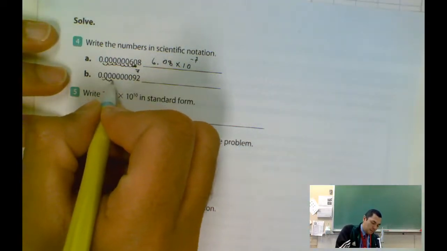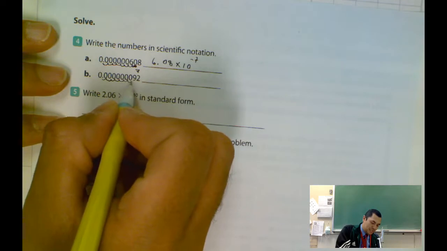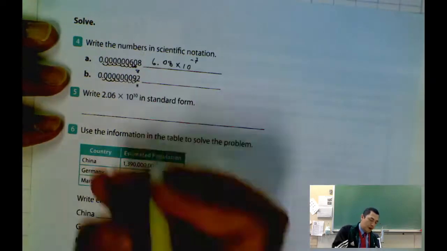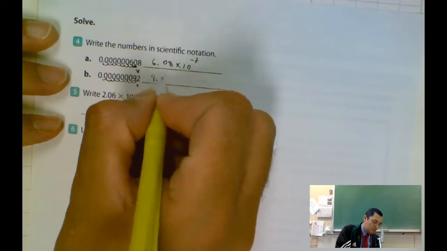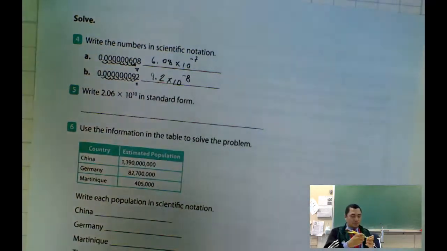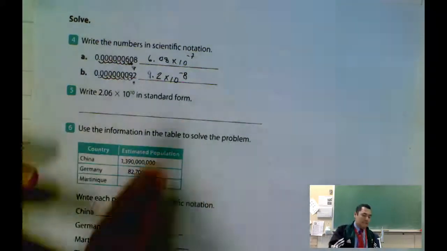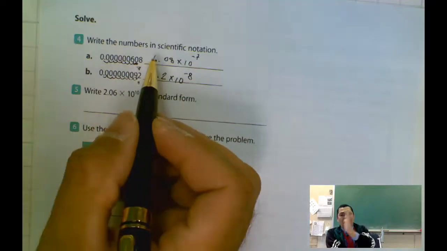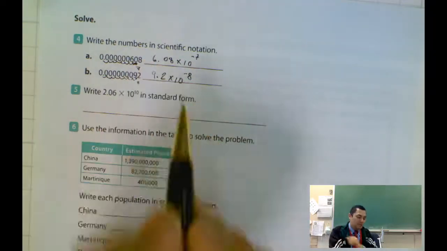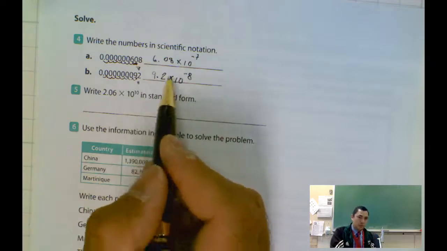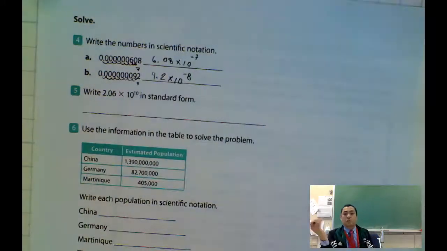Now B, same. 1, 2, 3, 4, 5, 6, 7, 8. Now I went 8 units to the right, so it's 9.2 times 10 to the negative 8. Okay, we went to the right, the exponent is negative. Remember that this number is between 1 and 10, less than 10. It cannot be 10 because this one is 10. So 6.08, 9.2. That's the reason why I don't leave it 92, because I need between 1 and less than 10.